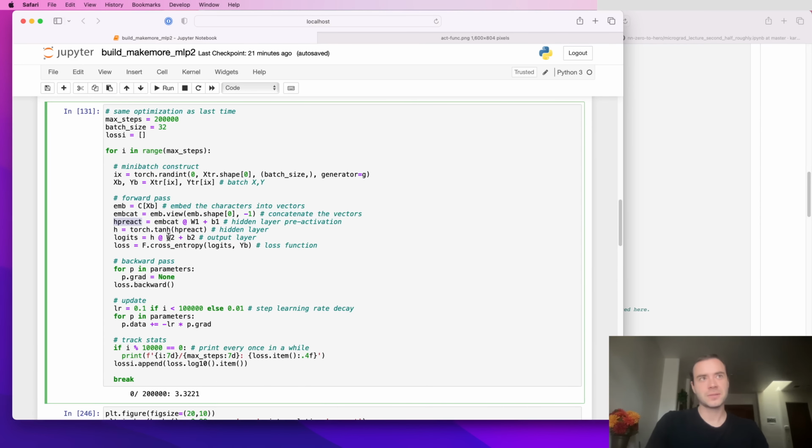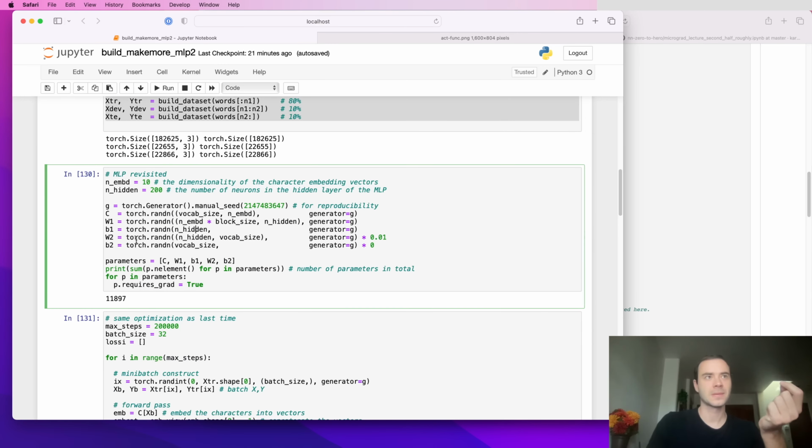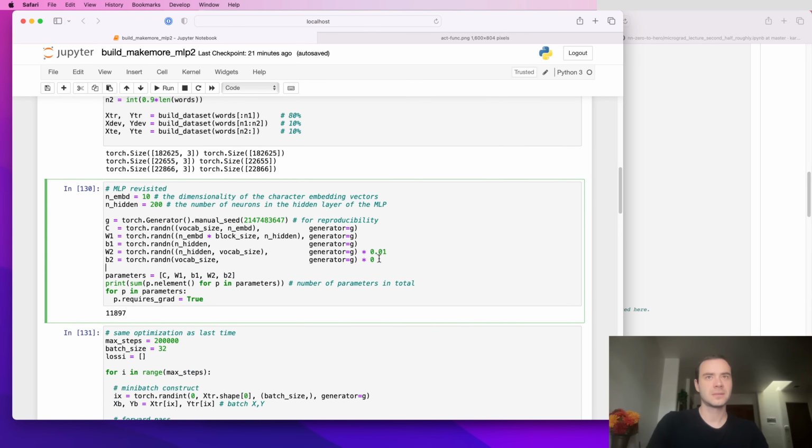Well, H pre-activation is mcat @ W1 + B1, where mcat comes from C. So these are uniform Gaussian, but then it's multiplied by W1 plus B1. And H preact is too far off from 0, and that's causing the issue. So we want this preactivation to be closer to 0, very similar to what we had with logits. So here, we want something very, very similar.